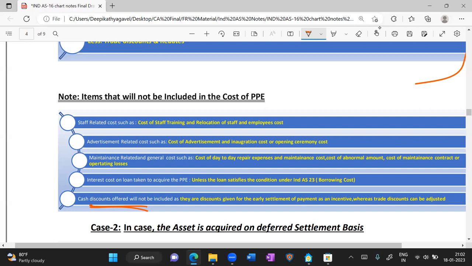Right? So once the machinery is ready for its intended use, you will not add any other cost to the cost of the machinery. So that will also not be added. Next is any advertisement related cost, like you are having an inauguration ceremony, an opening ceremony, or any other advertisement or marketing you're doing for that particular branch. Those costs you can't add to the cost of the PPE, because that does not affect the PPE.